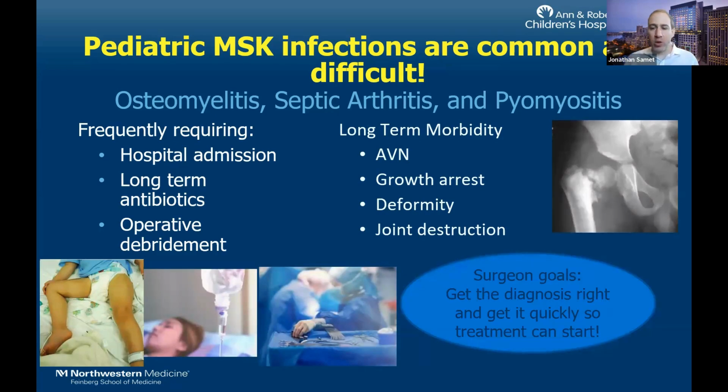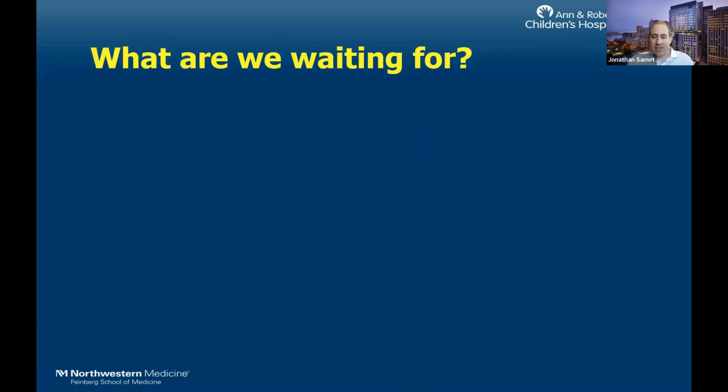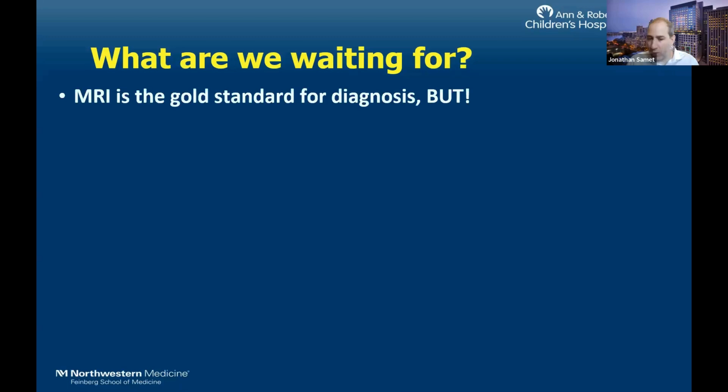What is the surgeon's goal? And this is what really helped me understand why we needed to do this. They want to get the diagnosis right and get it quickly so they can start the treatment. They can't do anything until they get the MRI. That's the bottleneck. So what are they waiting for? What are the surgeons waiting for? They know they want the MRI.